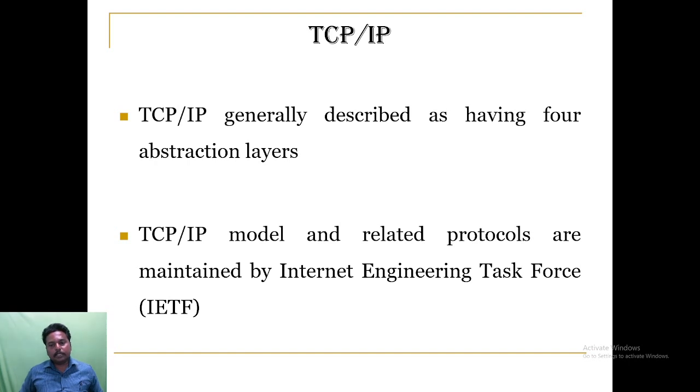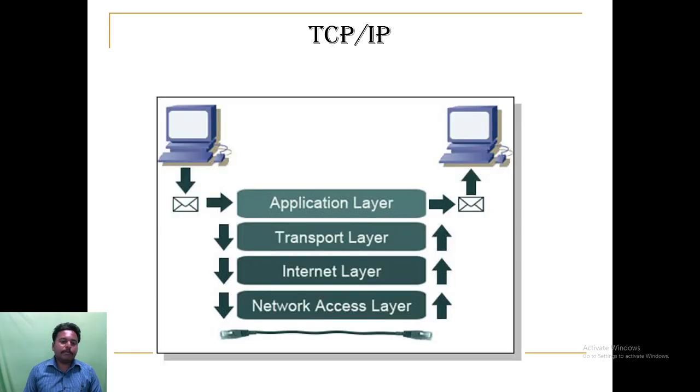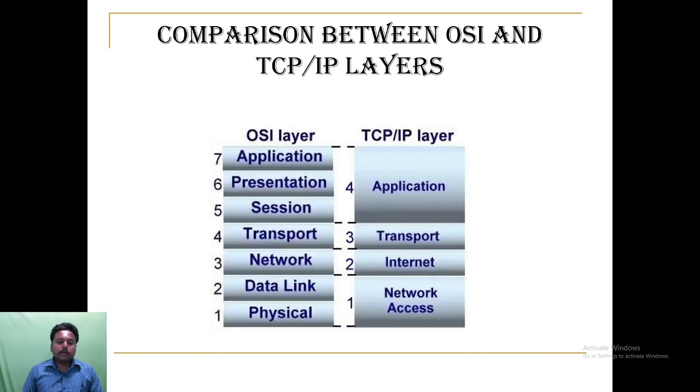TCP/IP is generally described as having 4 abstraction layers. It is maintained by the IETF, the Internet Engineering Task Force. And the layer protocols are: application layer, transport layer, internet layer, and network access layer. And 7 layers come under the OSI model. That will be different from the TCP/IP layers.